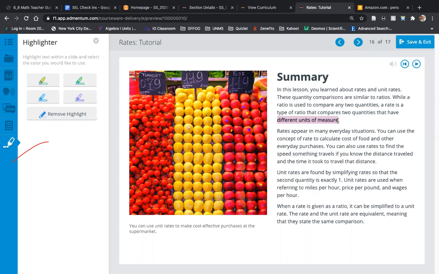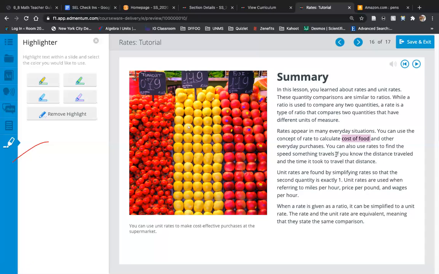So the main thing when we talk about rates is those different units. So like miles per hour, dollars per apple, dollars per diaper. When the units are different, we refer to it as a rate instead of a ratio, but it's really the same thing, right? It says rates appear in many everyday situations. You can use the concept of rate to calculate cost of food. So remember those examples I showed you on Amazon, looking at the pens or the diapers, everyday purchases.